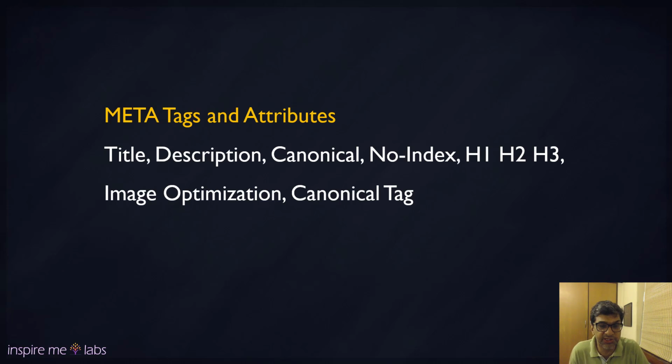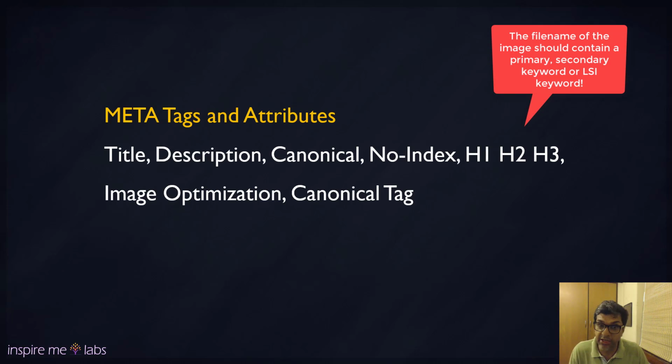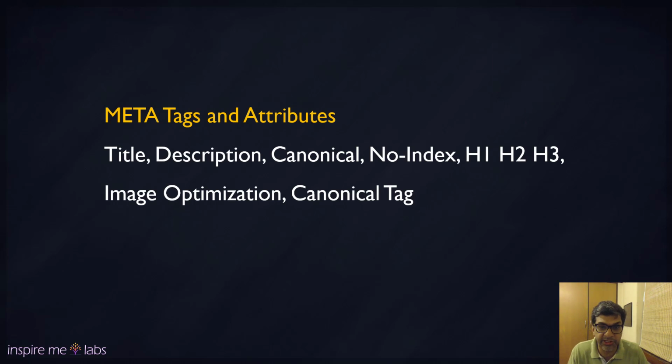And then you have image optimization. Image optimization is nothing but naming your image with the keyword, adding a caption, putting an alt tag, which is an attribute of the image when you're inserting the image. So that's important. And canonical, I've talked about it before. So these are important meta tags that you look at.